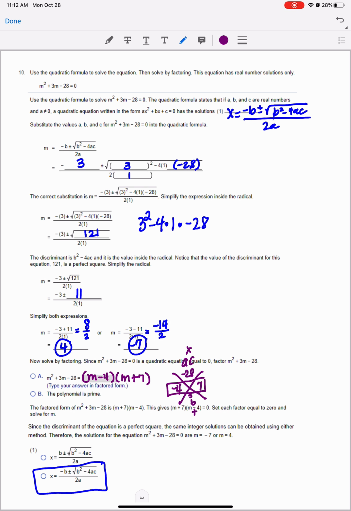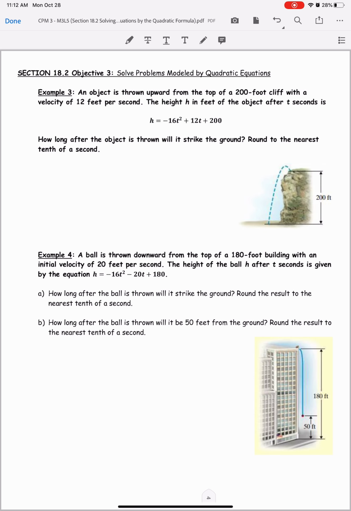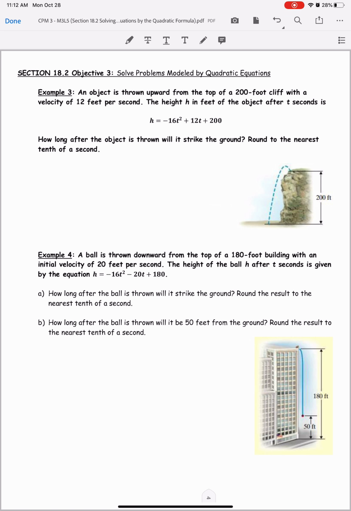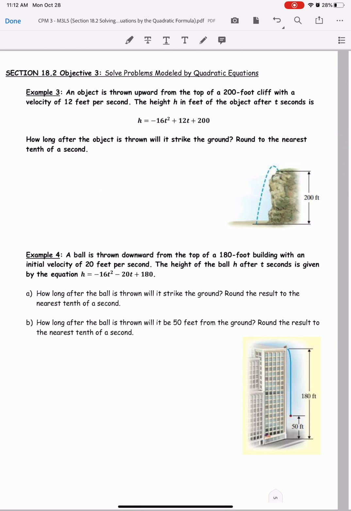All right, as if this video wasn't long enough already, you have some word problems with these. Okay, and I'm just going to, we've got technically 4 in the lesson. We're going to skip example 4 and example 6.